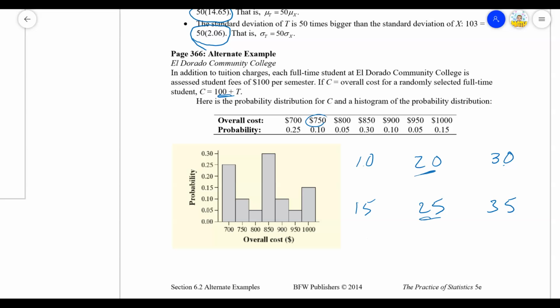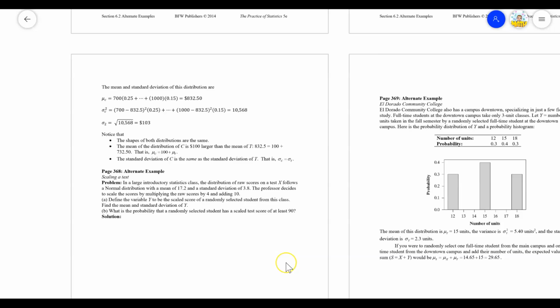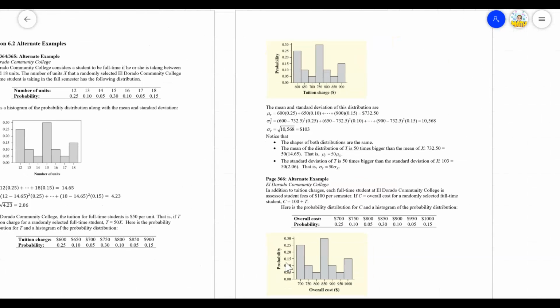But how about the spread? 30 minus 10 is 20, but 35 minus 15 is still 20. So it looks like the spread has not changed. So let's see what happens in this example when we add 100 to all the numbers. Recall what the mean and standard deviation were previously. When we multiplied by 50, remember, the mean became 732.50 and the standard deviation was 103.